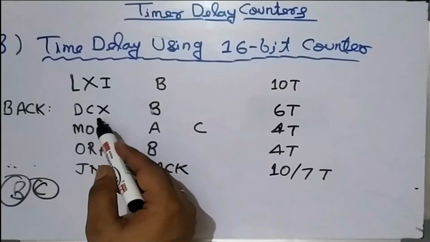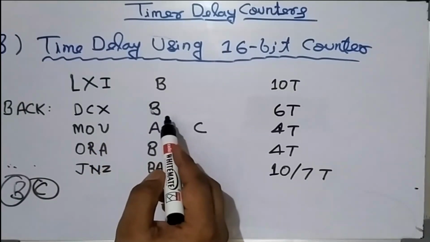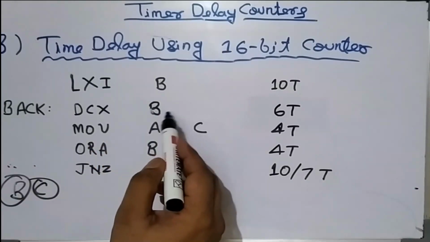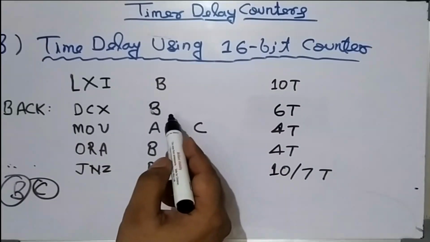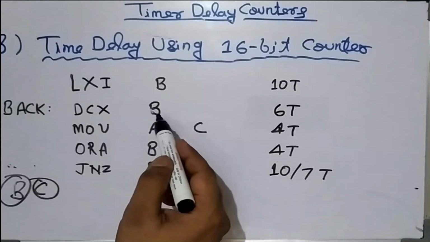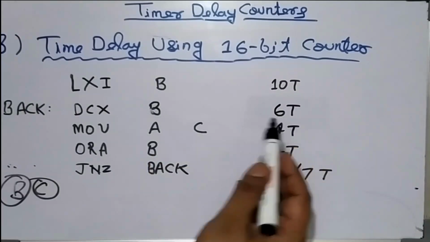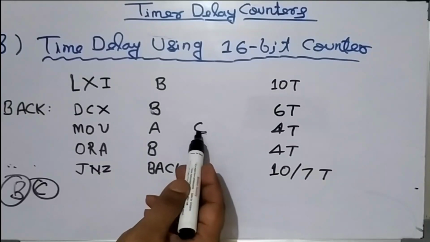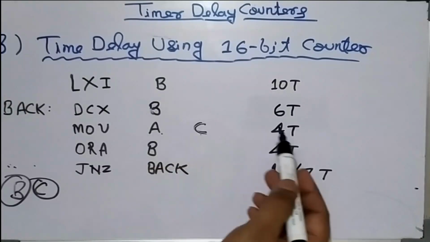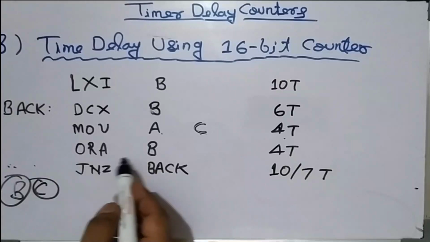Okay, after the execution of this instruction, there will be a decrement in the BC registers, and the decrement will start from the C register onwards. This will consume 6T states. MOV A,C: the data contained in the C register will be copied to the accumulator, and this will consume 4T.